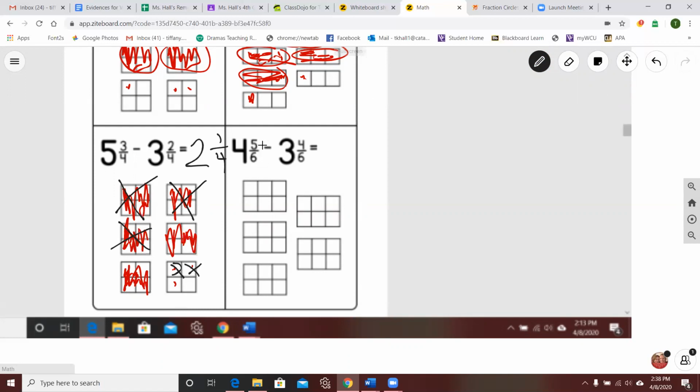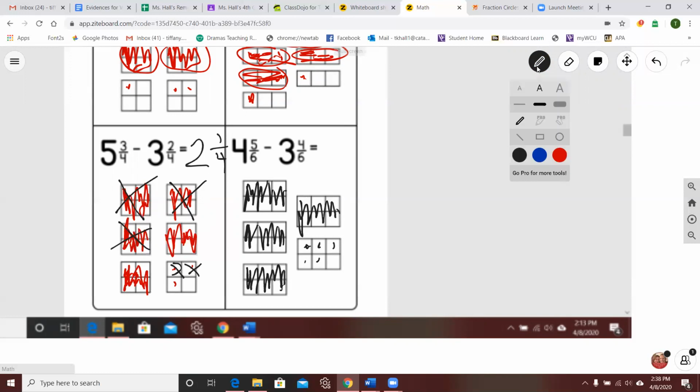All right. And then the last one over here, I'm going to shade in 4 holes. So 1, 2, 3, 4, and then 5, 6. 1, 2, 3, 4, 5. Okay, but my problem tells me to get rid of 3 holes.